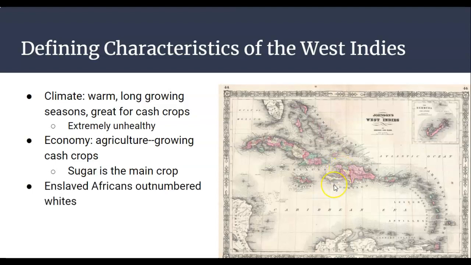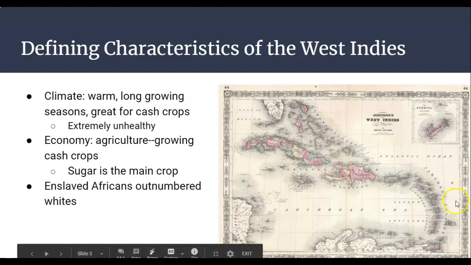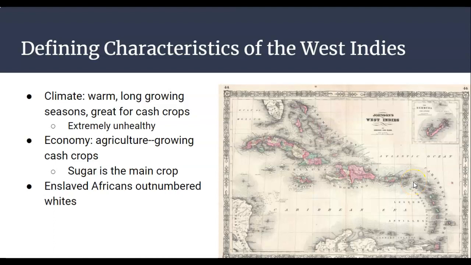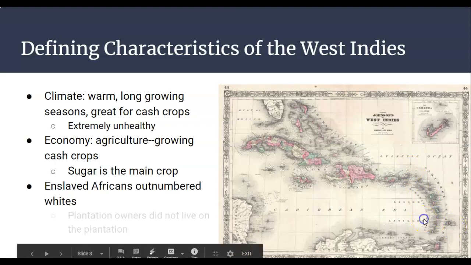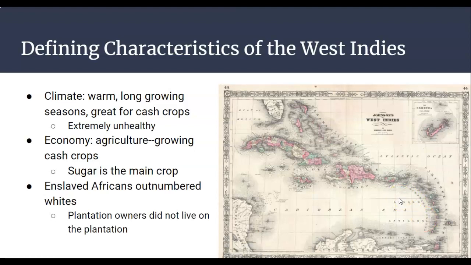And in fact, some of the landowners, the plantation owners, the planters as we call them, are not even going to live on these islands, the British West Indies. They're going to live in England, because it's too unhealthy to stay there. So it's going to be a lot of enslaved Africans and very, very few white colonists living there. Plantation owners do not live on the plantation, because they figure it's not healthy for them.